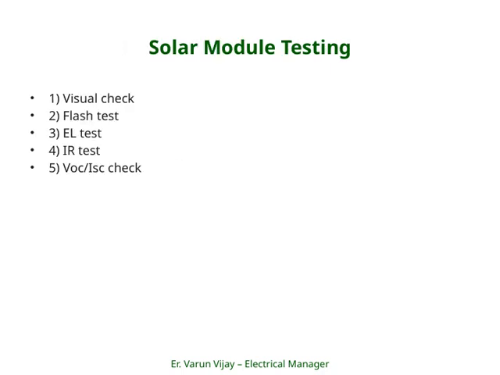Now, let's take a closer look at solar module testing. First, we have the visual check, which is the initial inspection to identify any obvious physical damages or defects on the module's surface. This step is crucial because it helps us catch issues like cracks, discoloration, or broken cells early on.